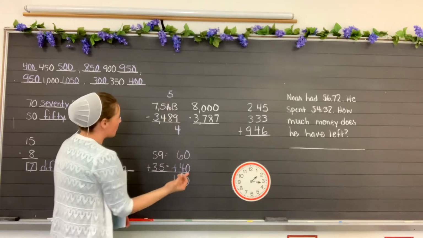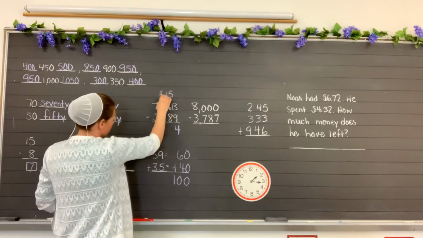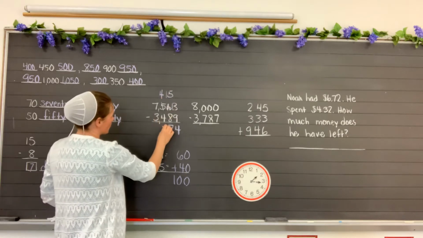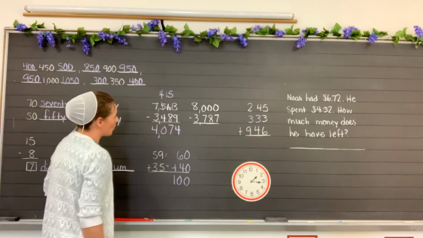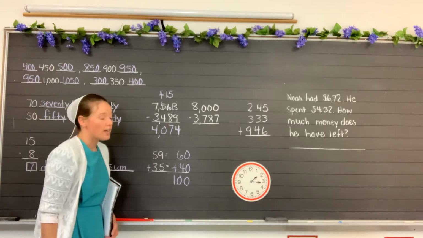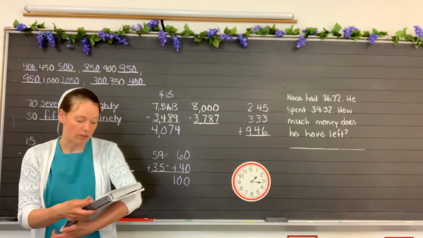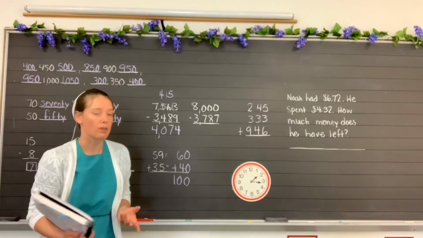5 minus 8, we can't go 5 minus 8, so we need to borrow again. 15 minus 8 is 7. 4 minus 4 is 0. 7 minus 3 is 4. So 4,074. And again today, don't forget your commas. If you have dollar signs, don't forget your dollar signs. Just try to remember all those things.